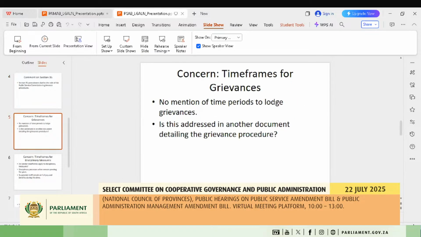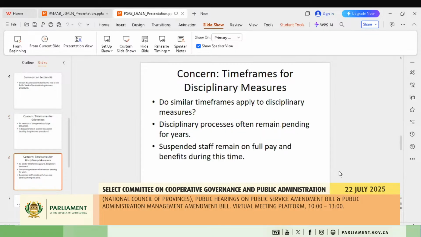We are concerned that there's no mention of a time period to lodge grievances. We're not sure whether this is contained in the documents as it stands, because it's important to have time periods, as we have seen that most problems start with the grievance and disciplinary process not being adhered to with timelines.